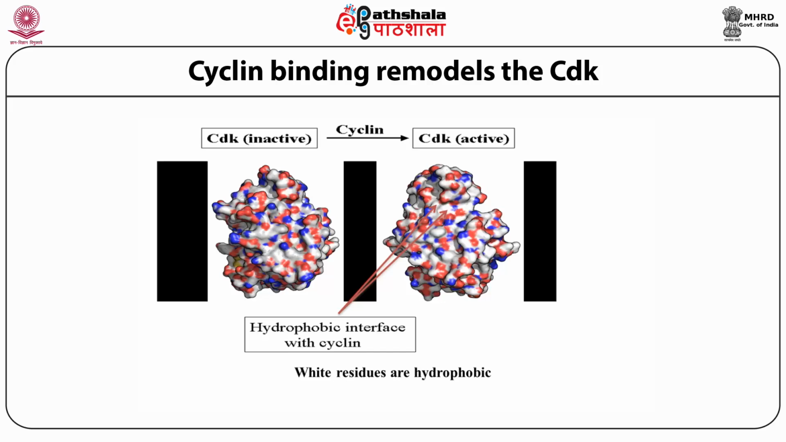In the active conformation, only the cyclin dependent kinase is shown and cyclin is not shown, which clearly shows the structural changes in CDK from the inactive state to the active state. In the active state, you can clearly see there is a white patch on the cyclin dependent kinase which is exposed. That is the one which actually interacts with the cyclin. It is not exposed to the water, it is actually exposed to the cyclin.